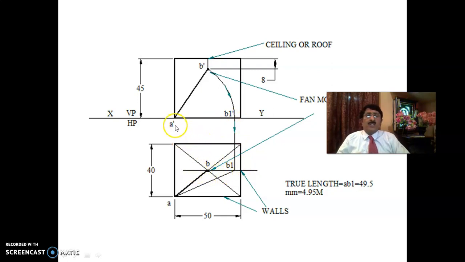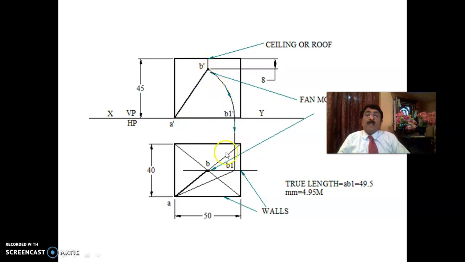Always remember, afterwards, in the rotation concept, be very careful. Here it is not a midpoint problem. One point is fixed and one point is moving. Here, A is a fixed point, B is a moving point. A is fixed, B I am moving. I moved it in such a way that it is parallel to the XY line. In this position, you can see the true length.